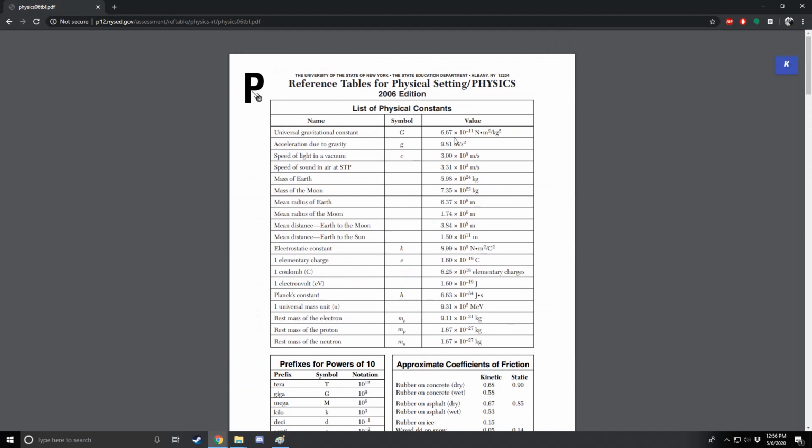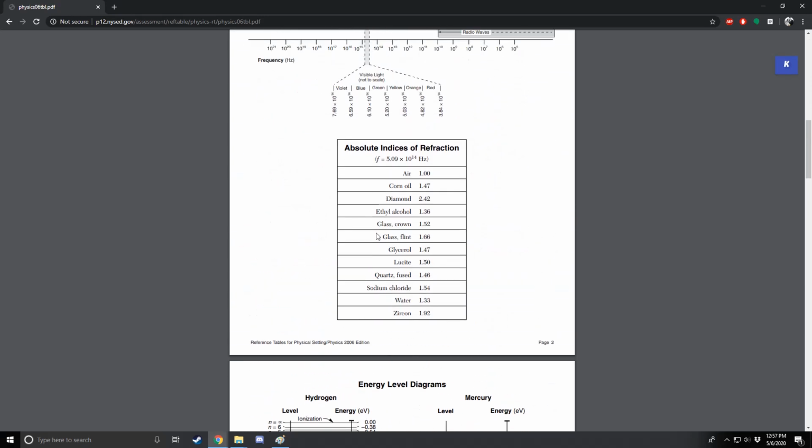The speed of light is actually given right here. Speed of light in a vacuum is 3 times 10 to the 8th meters per second. Now, I do want to point out that the speed of light in a vacuum is the same as the speed of light in air. One other thing that I want to note, there's no unit for the index of refraction, it's unitless.